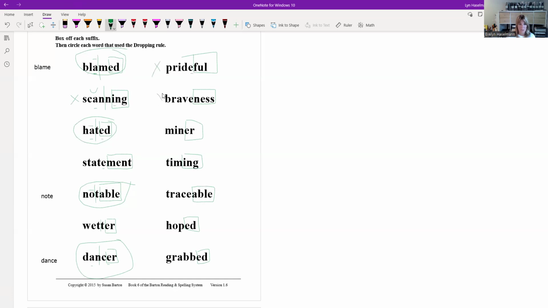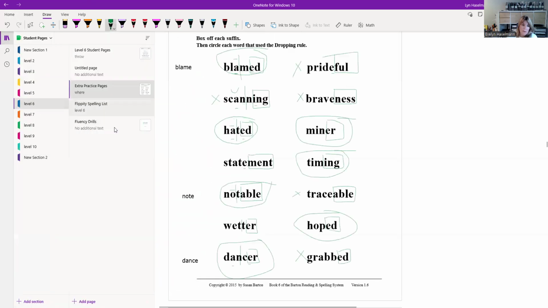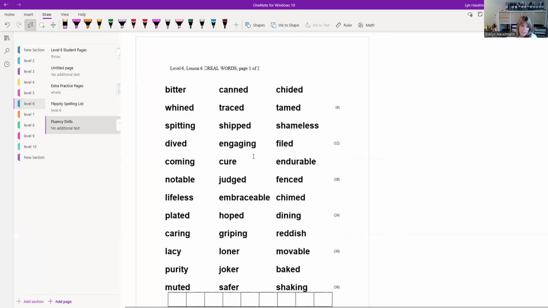Prideful, we've kept our E, so that's not one. Braveness is not one. Minor is one. Timing is one. Traceable is not one. Hoped is one. And grabbed is not one. So this is a double rule. This is a keep one, keep one, keep one. Okay, so that's that. The next part of this is going to be the fluency drills.